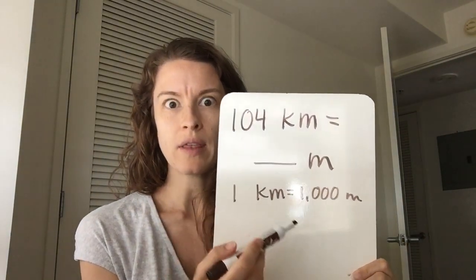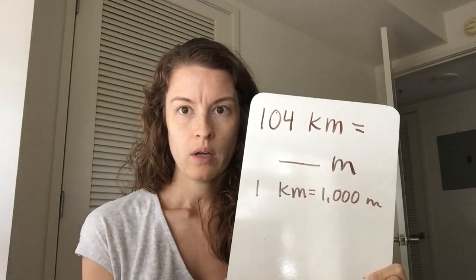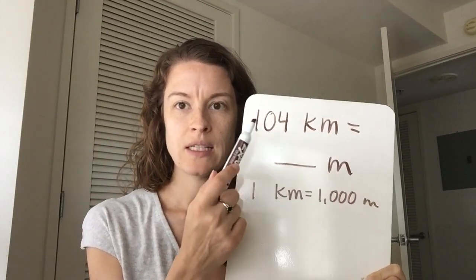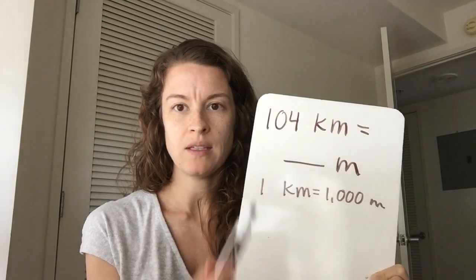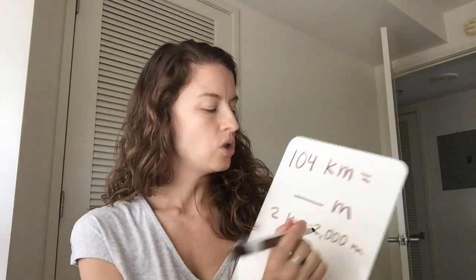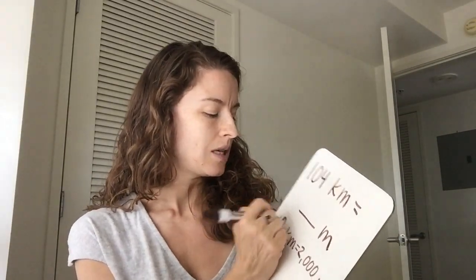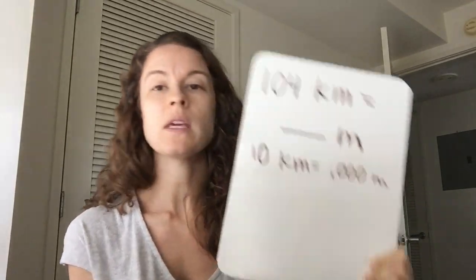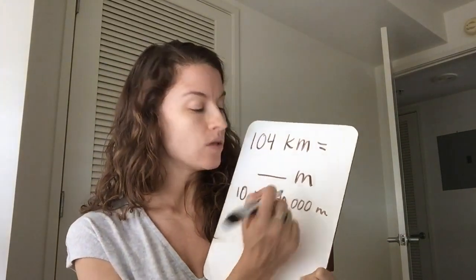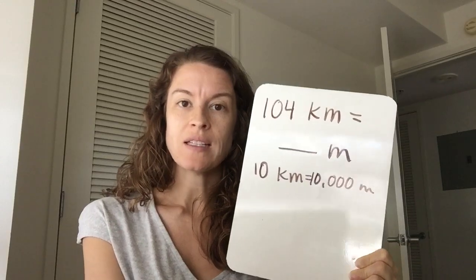So 1 kilometer, there's 1,000 meters, but I have 104 kilometers. So if just 1 kilometer is 1,000 meters, then this number times 1,000 will be the answer, right? Because if it was 2 kilometers, it would be 2,000 meters, and it would just keep going. If it was 10 kilometers, what do you think it would be based on our pattern? That's right, it would be 10,000. So whatever it is, multiplied by 1,000, okay? That's how you can think of it.